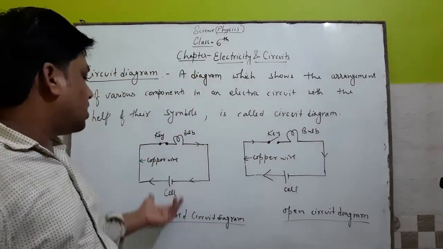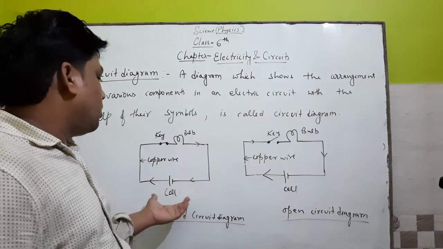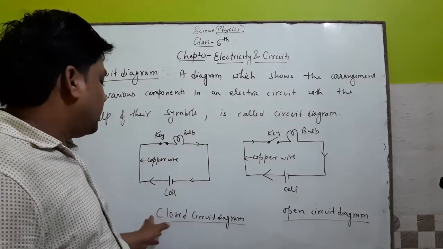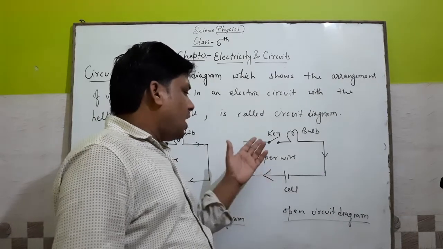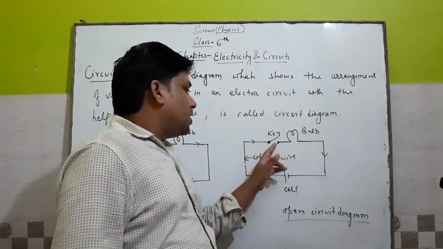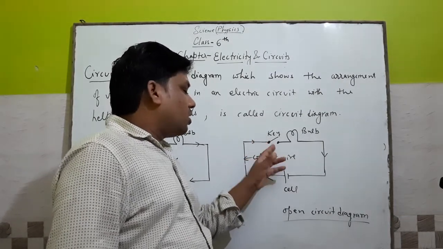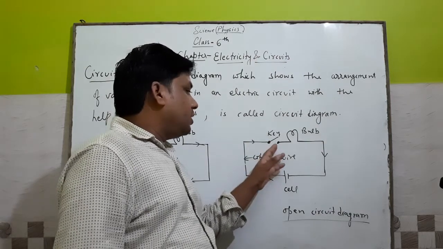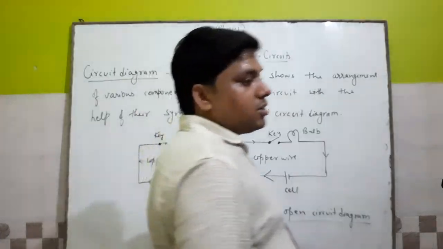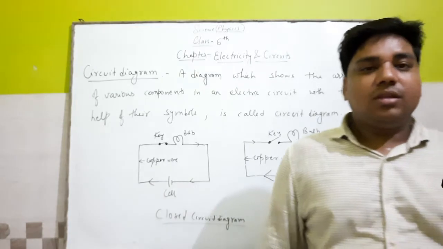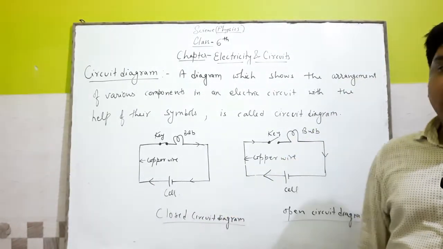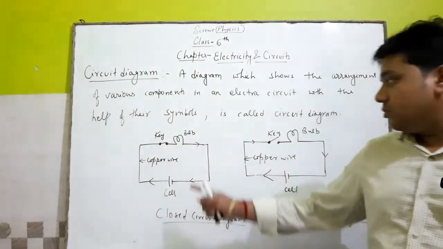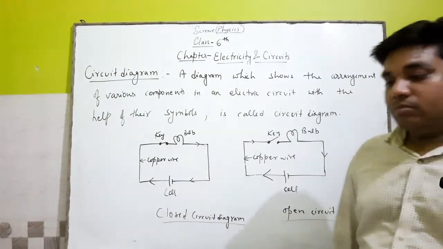Means if the circuit is complete and the current is flowing in the circuit, then that is a closed circuit diagram. If the circuit is incomplete, and anywhere there is a breakage or the key or switch is open, then in that case it is an open circuit diagram. This shows an open circuit diagram. This is a closed circuit diagram. Clear? Okay, all of you make this board diagram.